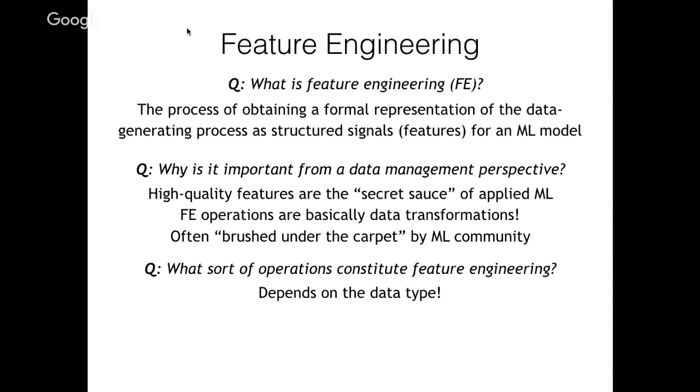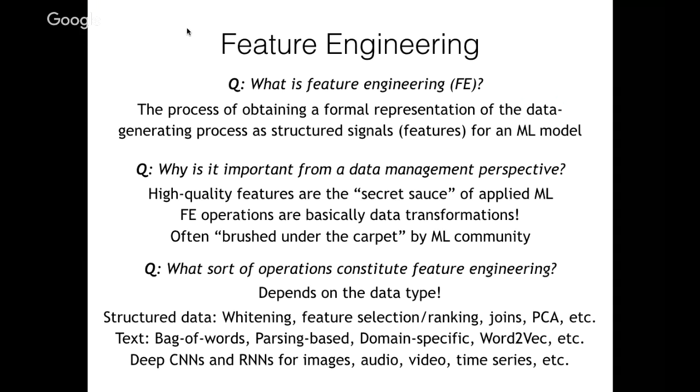What sort of operations take place during feature engineering? It depends on the data type. If your data is already structured and you have categorical and numerical variables, then you need to do whitening, you need to do feature selection, subset selection, ranking, joins, which we already talked about with learning over joins, where you have to integrate features from different sources, principal component analysis, and so on. If your features involve text, like reviews or comments, you often use text features like bag of words, parsing-based features, domain-specific, dictionary-based features, and increasingly with deep learning, embeddings, such as word2vec. If you have images, audio, video, even time series, the state of the art today is deep convnets and deep recurrent nets.